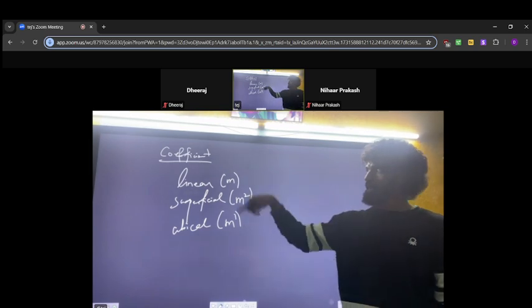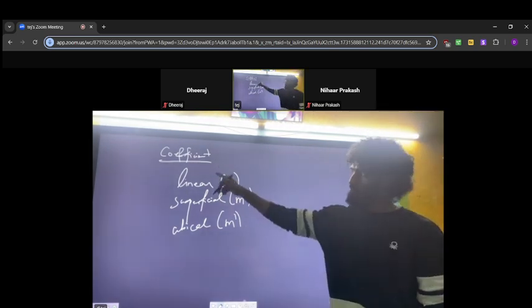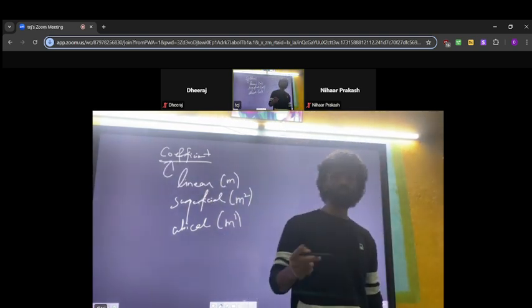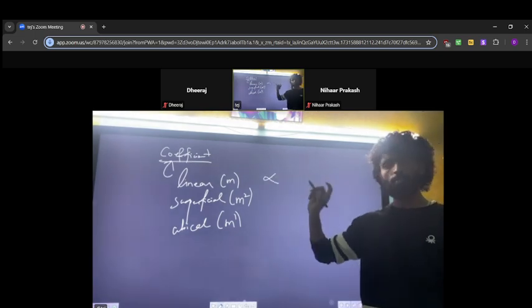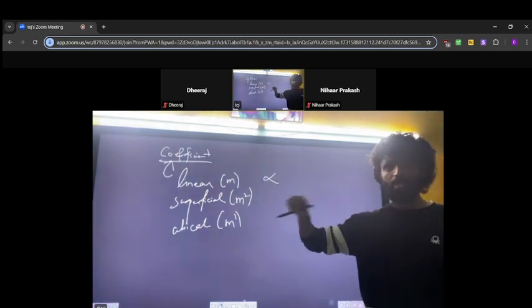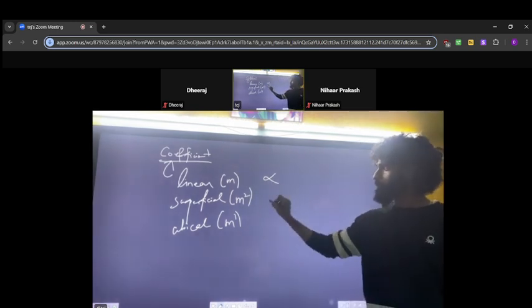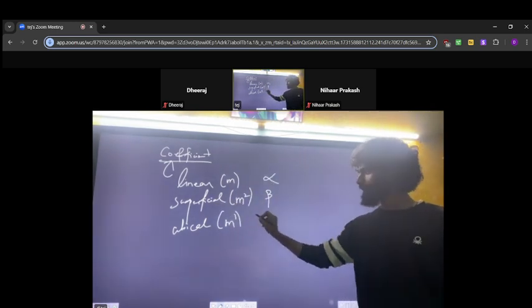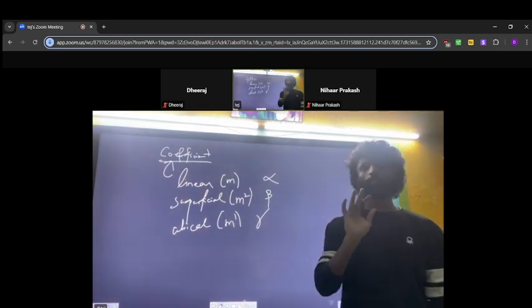Now, obviously, instead of using all these three words, each and every one here will have something called a coefficient. That coefficient will be represented using alpha, beta, and gamma. Always remember, alpha comes first, which means alpha in this chapter means coefficient of linear expansion. Similarly, beta is the coefficient of superficial expansion. Similarly, gamma is the coefficient of cubical expansion. That's the meaning of it.